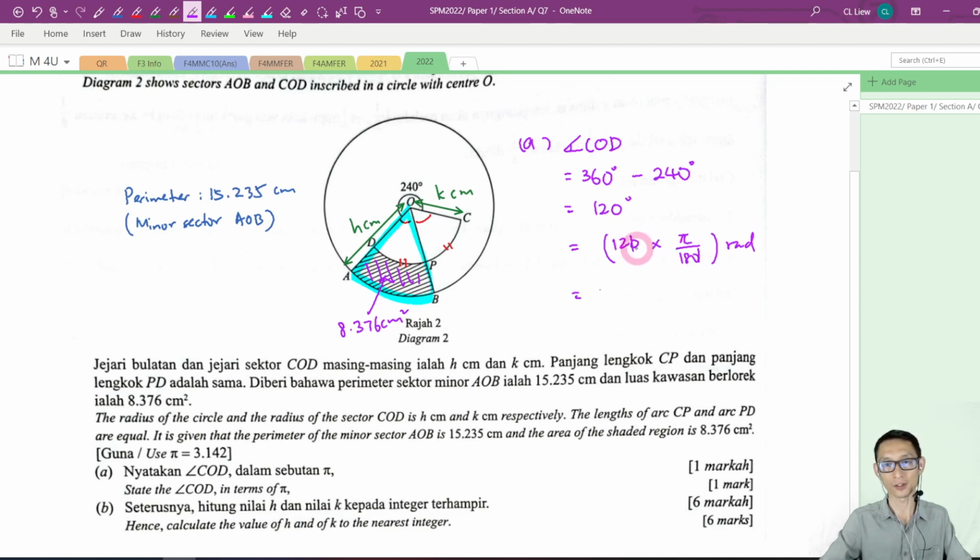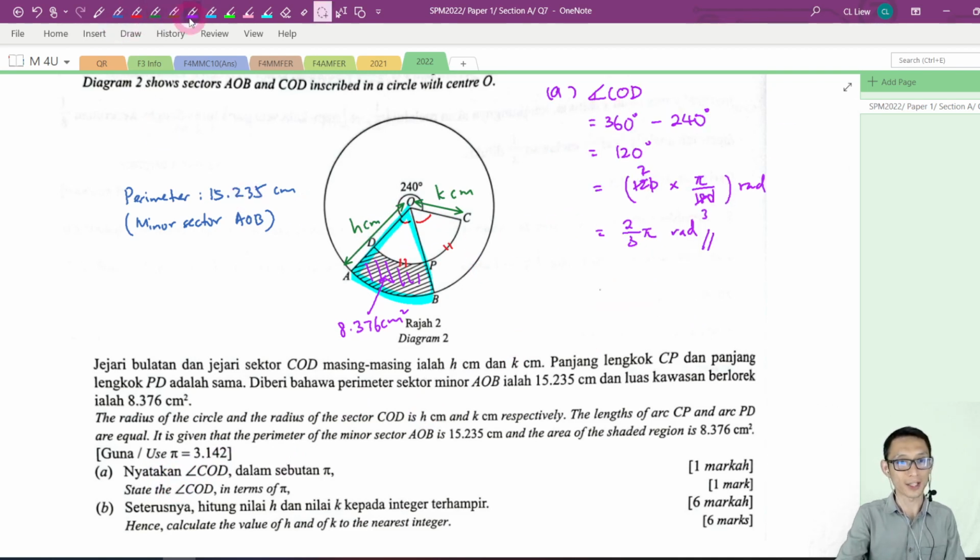Okay, cancel the 10, cancel the 0, divided by 10, divided by 10, and then here divided by 3. Okay, let me divide it by 6, it will be faster. Divide this by 6, you will get 2, 2, 6, 12, and 3, 6, 18. So it will be 2 over 3 pi radian. Okay, so this is the answer for part A, COD. Let's go to the second part.